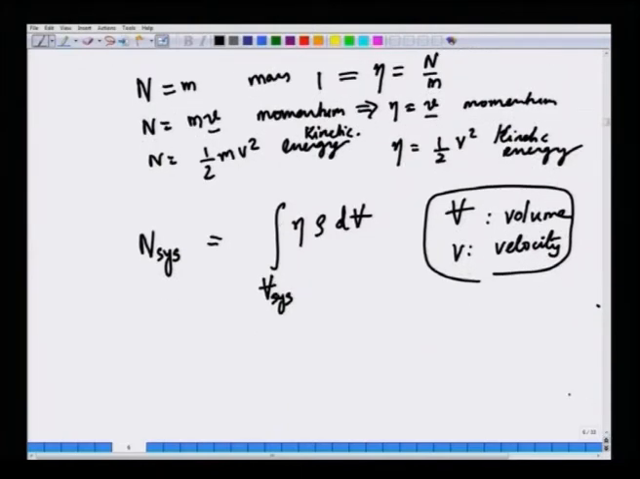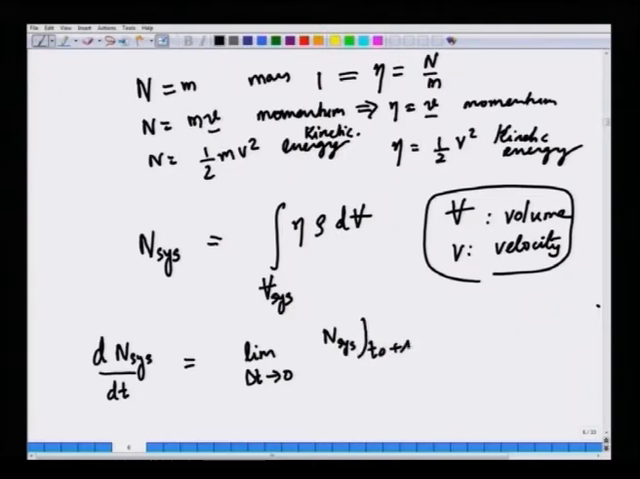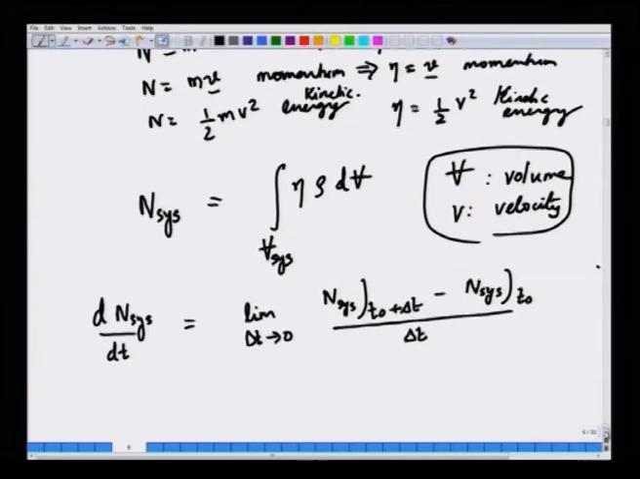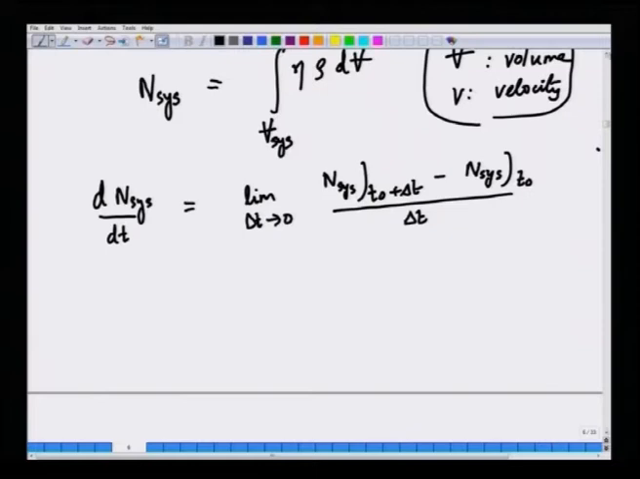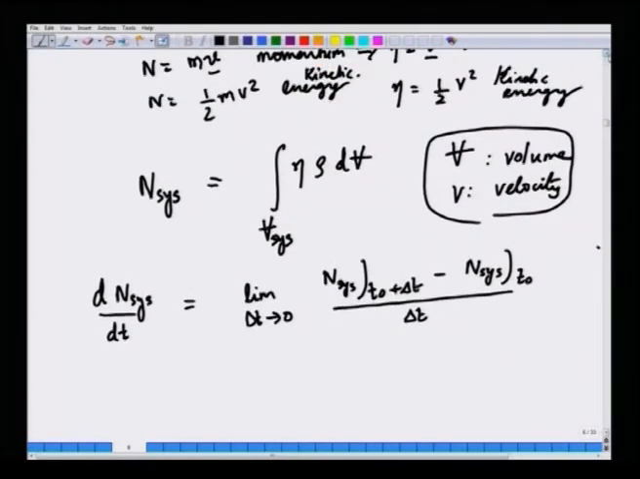Okay. So, now this is the total amount of, let us say, mass, momentum or energy that is present in the system. Now, what we are interested in obtaining is the rate of change of the total amount of a quantity such as mass, momentum or energy present in the system. It is nothing but, by fundamental definition, the limit as delta t goes to 0 of N system at time t0 plus delta t minus N system at time t0, divided by delta t. Now, we have to take help of the figure. Let me just do that.